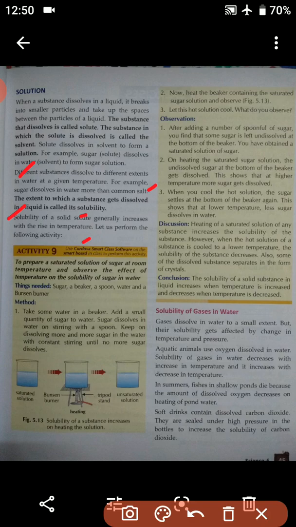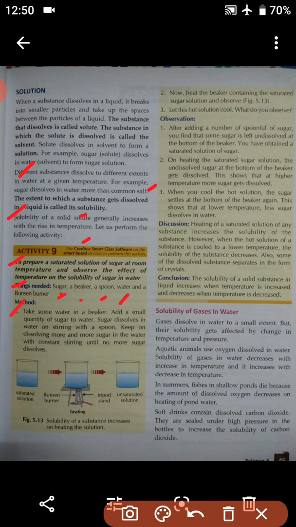So, to prepare a saturated solution of sugar at room temperature and observe the effect of temperature on the solubility of sugar in water. Okay, so we are going to prepare a saturated solution of sugar at room temperature, and then observe the effect of temperature on the solubility of sugar in water.